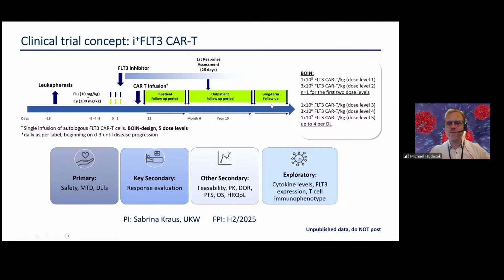And we're using in this phase 1 trial a Bayesian dose escalation regime to determine the maximum tolerated dose and recommended phase 2 dose. And this trial is anticipated to start next year. Sabrina Kraus from our department in Würzburg will be the PI for this study.